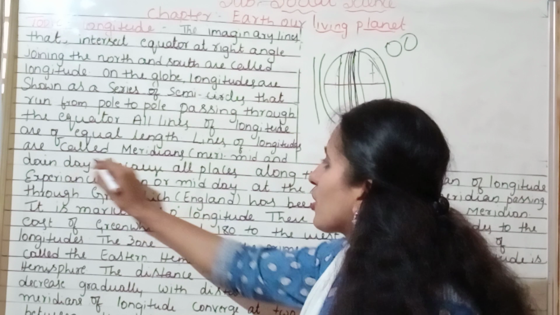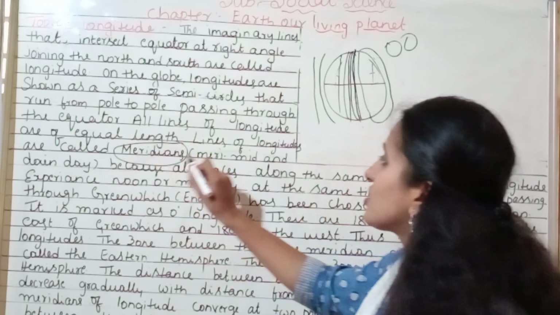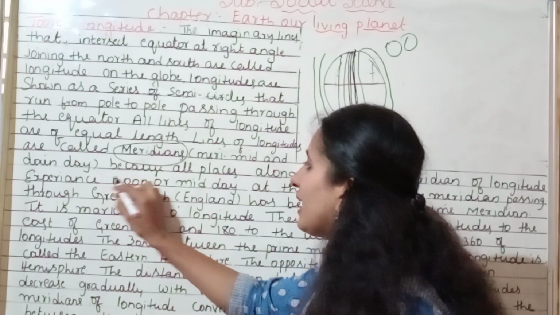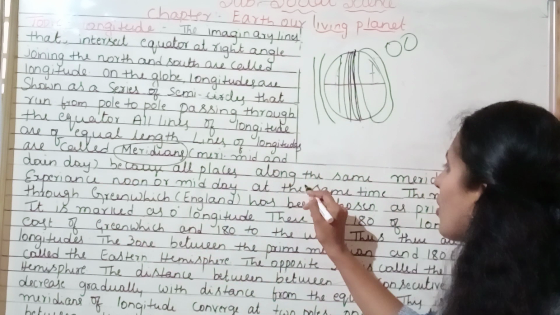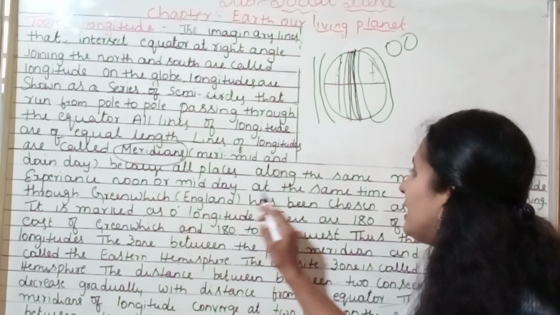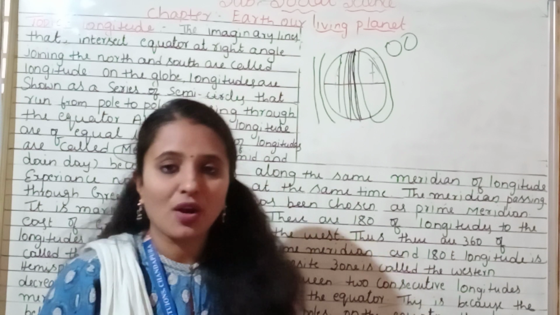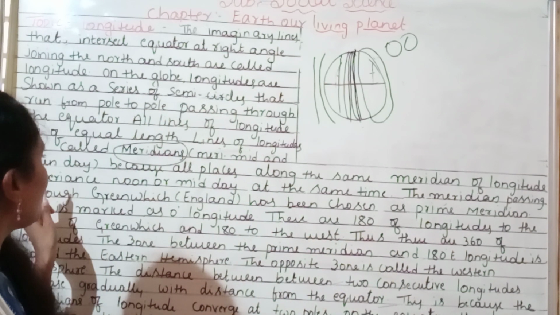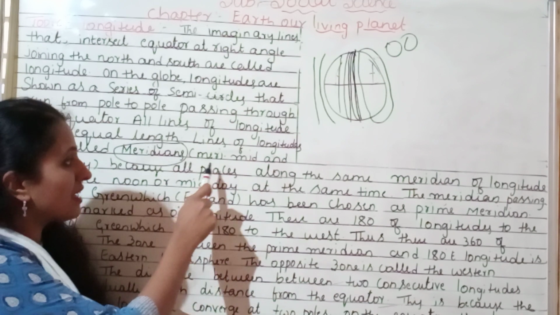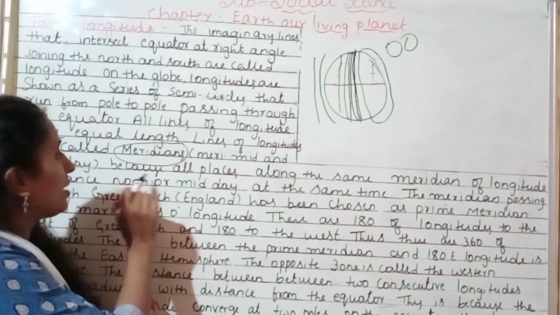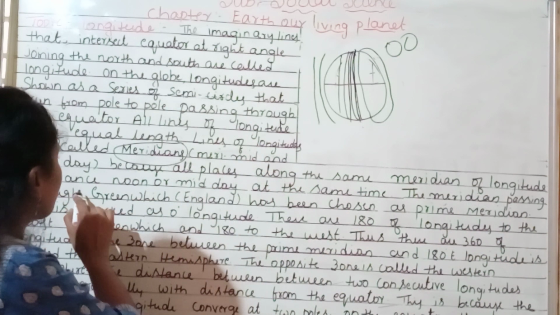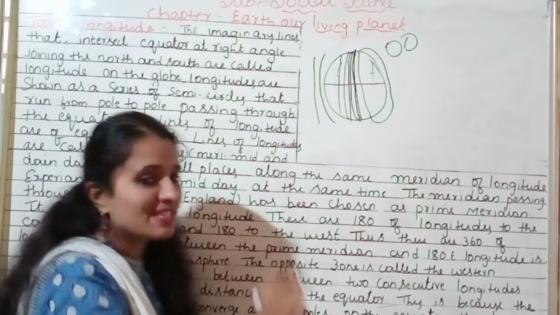Lines of longitudes are called meridians. Understand, children? Lines of longitudes are called meridians, because all places along the same meridian of a longitude experience noon or midday at the same time. You have to understand this particular point here. So the lines of longitudes are called meridians, because all places along the same meridian of a longitude experience noon or midday at the same time.